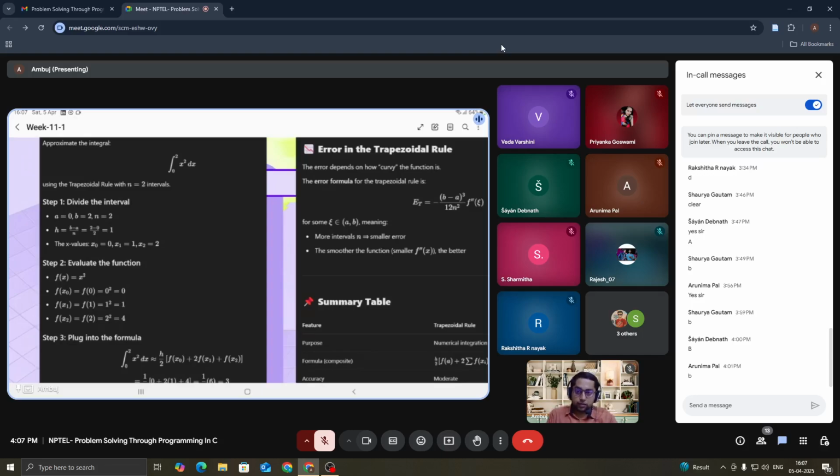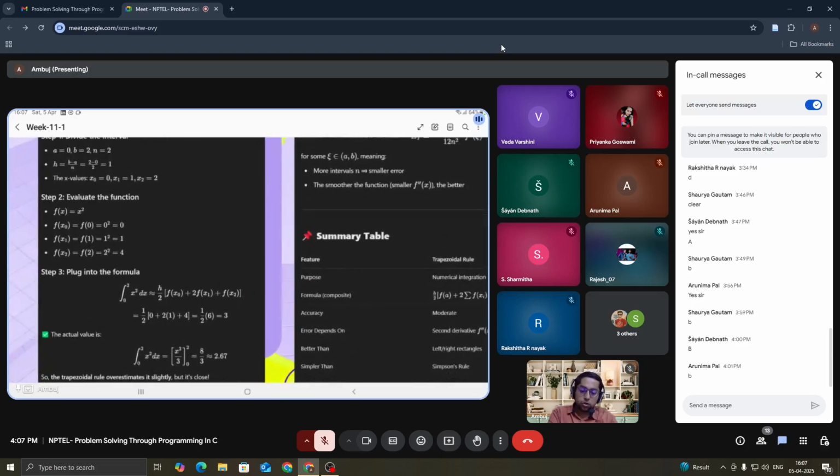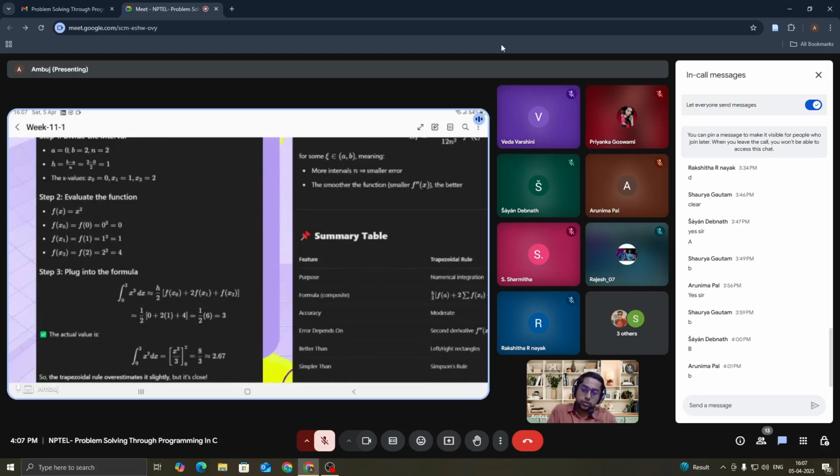Then evaluating the function x squared at the different points 0, 1 and 2, I get 0, 1 and 4. Plugging into the formula, the definite integral from 0 to 2 of x squared dx is h by 2 times [f of x0 plus 2 times f of x1 plus f of x2]. This is the expression which I have taught you. So that will be 1 by 2 times [0 plus twice 1 plus 4]. So half of 6 is 3.